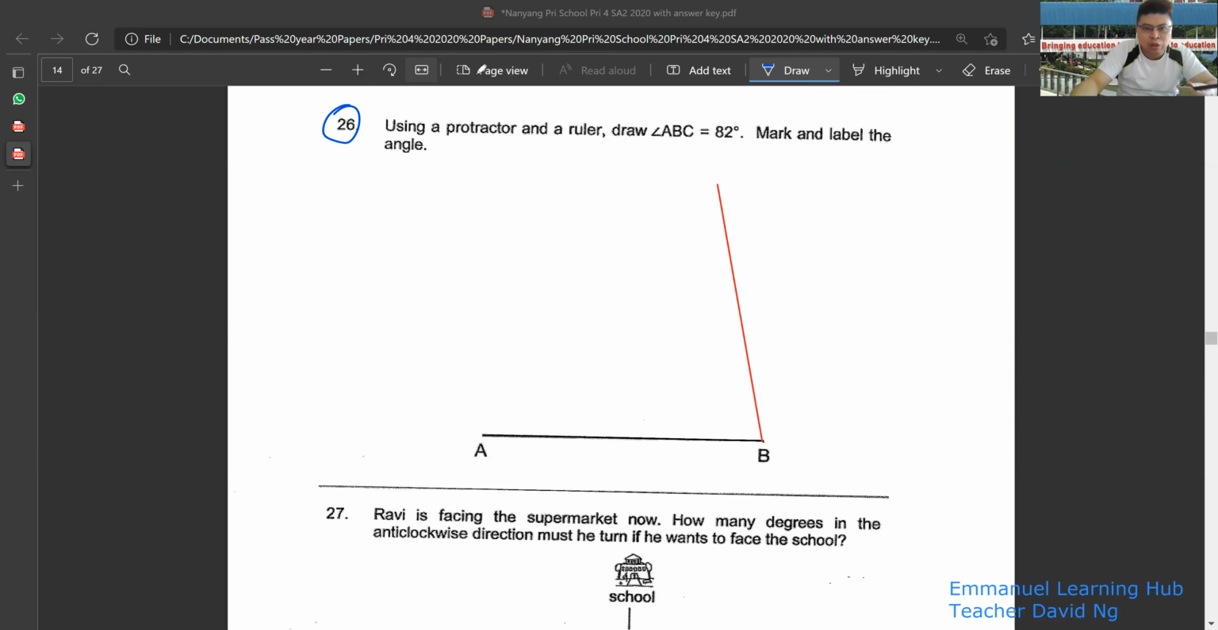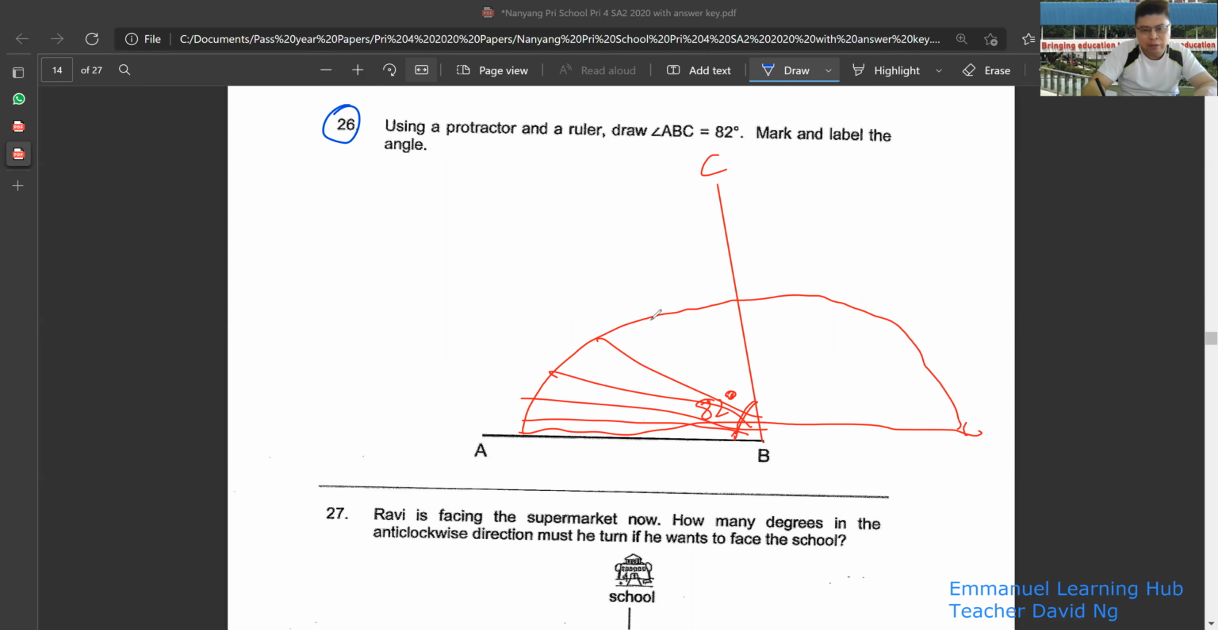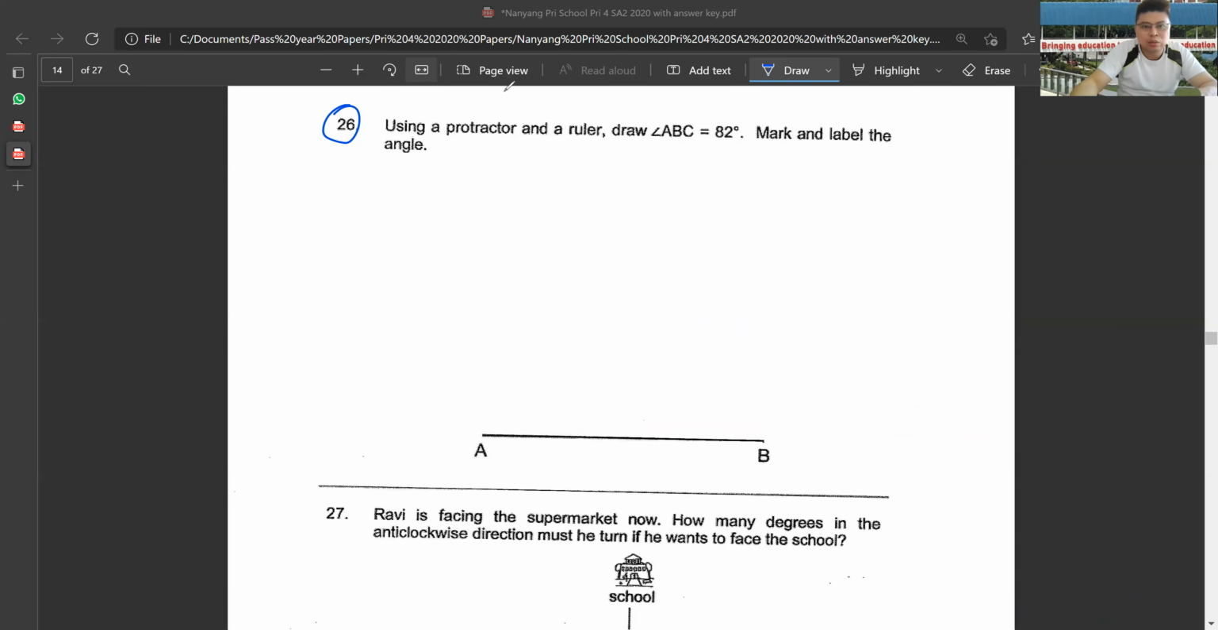Then if you measure your angle using the protractor, this is 82 degrees. This is C. This is what they're asking you to do. A, B, C. You have to use your protractor. You know your protractor, right? The semicircle thing. Then they have the degrees like that. Then you see at this marking, is it 82 degrees? Okay. That's what you're supposed to do.